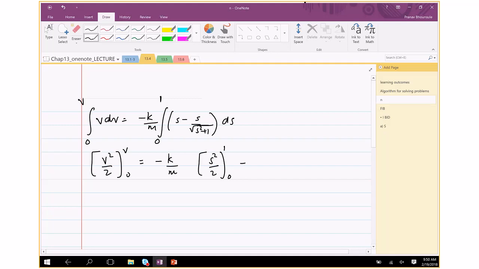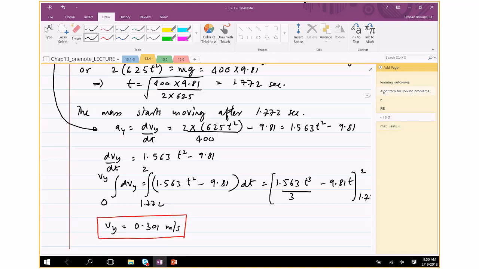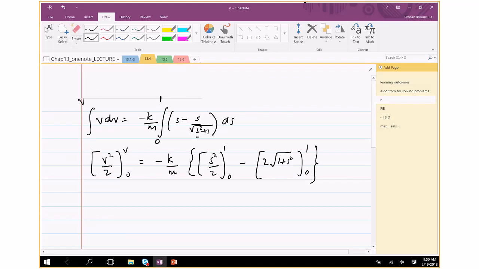So I'm out of time. If you do that, it comes out to be 2 square root of 1 plus s squared, from 1 to 0. Oh, I think I made a mistake. The initial velocity is 15, so my bad. So this should be 15. Okay, I'm almost done. You can actually evaluate that because everything is known. The velocity comes out to be 14.6 feet per second.